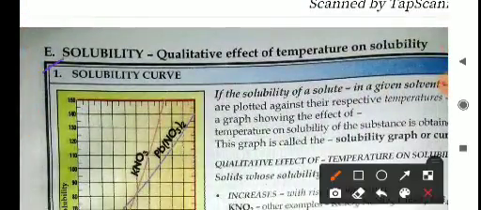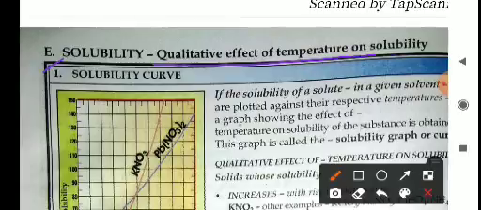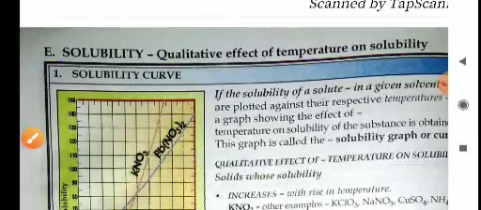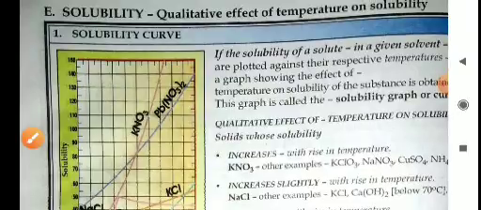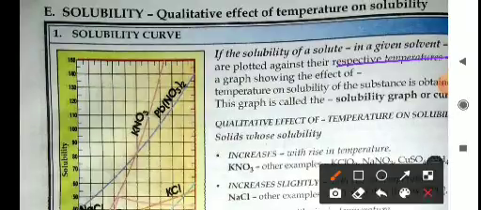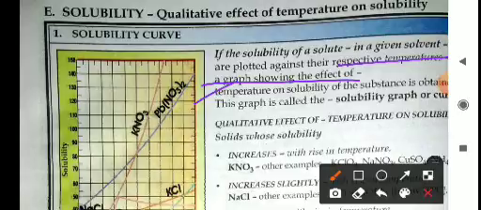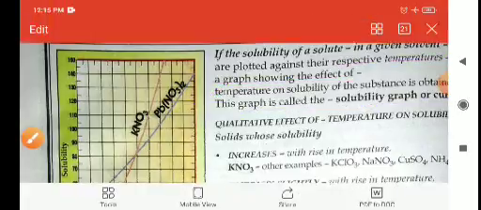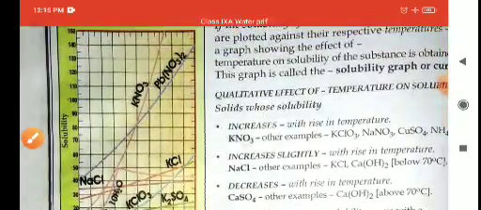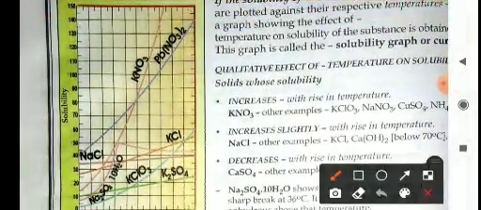Coming to the qualitative effect of temperature on solubility. If the solubility of a solute in a given solvent is plotted against the respective temperature, a graph showing the effect of temperature on the solubility of the substance is obtained. This graph is called the solubility curve. Okay, you can see different types of salts show different solubilities in this graph.